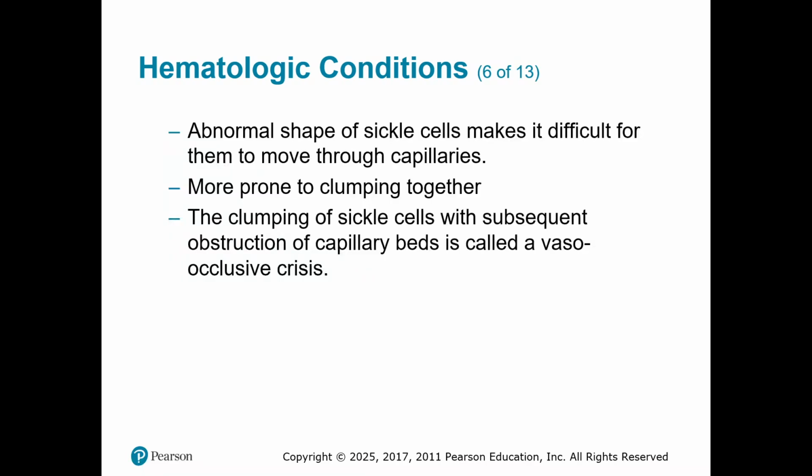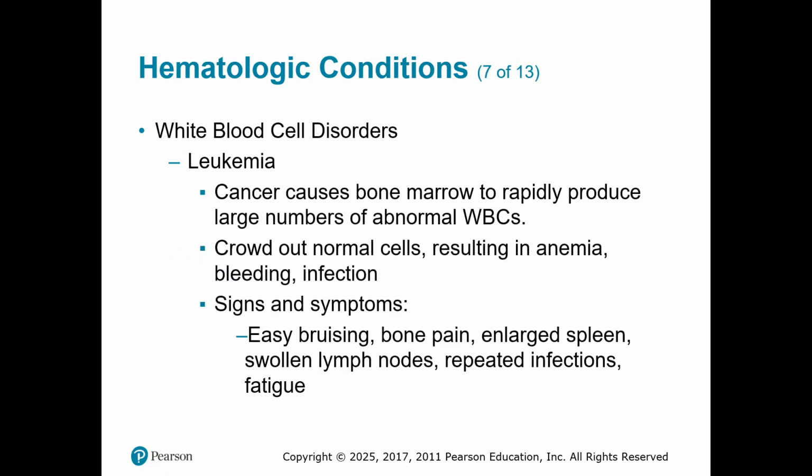So again, it just continues to tell you about the sickle shape of the cells, or the hemoglobin taking on that S shape. These cells are more prone to clumping together, and that clumping of the sickle cells with subsequent obstruction of the capillary beds is called vaso-occlusive crisis. And so you see it happen in your hands, feet, or even in the brain. Just anywhere where you have those smaller capillaries.